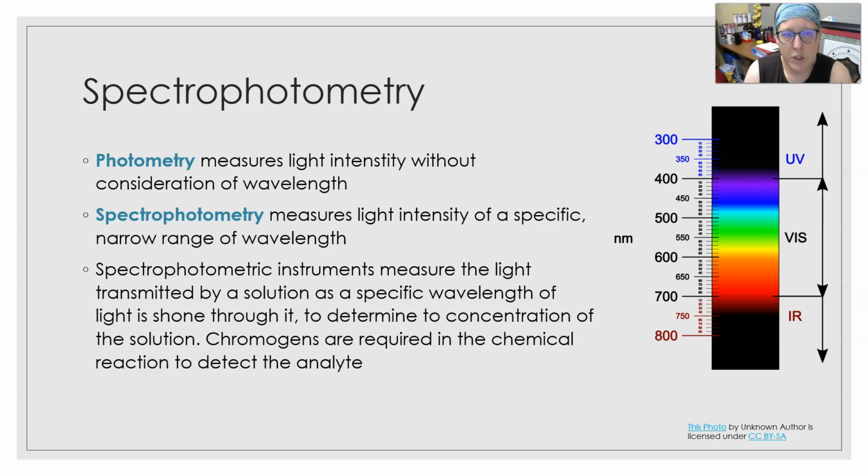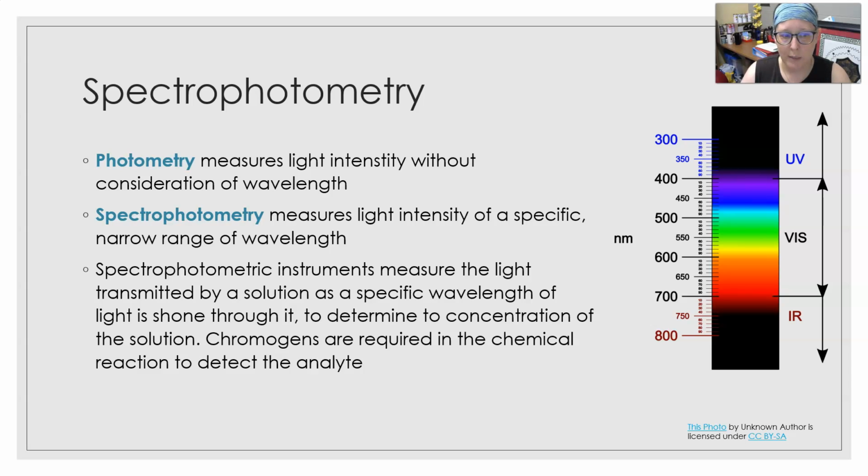So photometry measures light intensity without consideration of wavelength, just light, no light, or how bright it is, and how much of it might be absorbed through a cloudy specimen, like that. Spectrophotometry, however, measures light intensity of a specific narrow range of wavelength. So spectrophotometric instruments will measure the light that is transmitted by a solution as a specific wavelength of light is shone through it to determine the concentration of the solution.